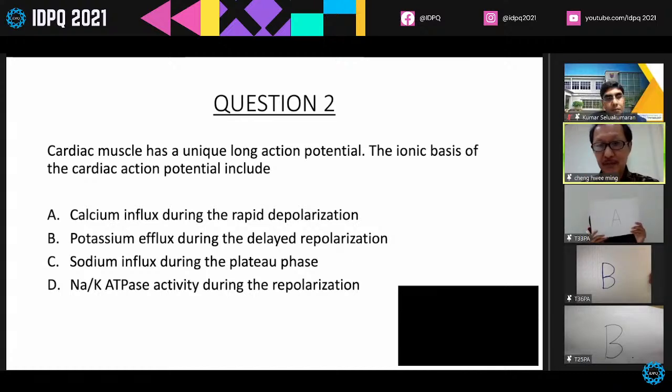Keep the answer up, keep the answer up. Team 33 should be during the delayed repolarization. So team 33, A is wrong. Team 36, B is correct. And team 25, B is correct.